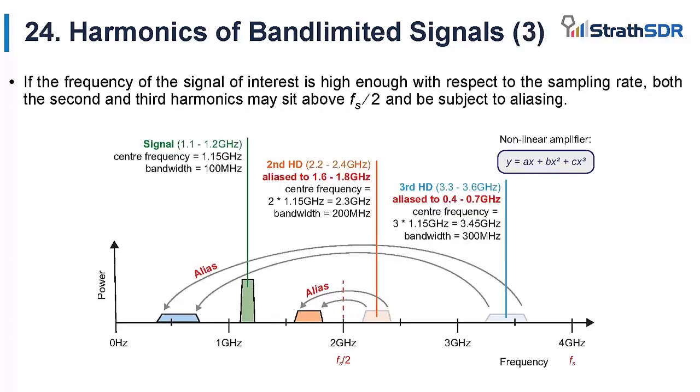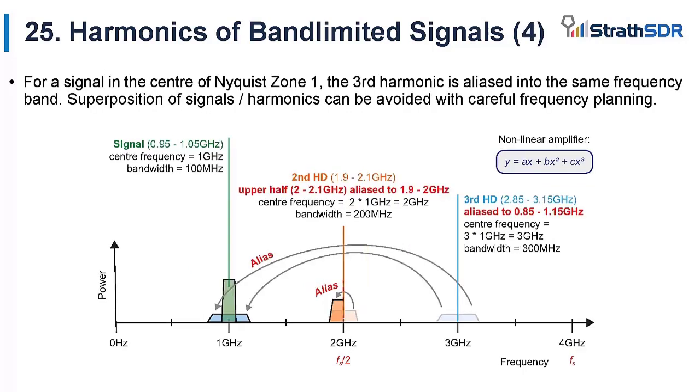Taking this example one step further, if the center frequency of the signal is even higher, then we might find that the second and third harmonics are both above Fs/2, and that both would alias back down into the region between 0 and half of the sampling frequency. In fact, depending on the values that we choose, we can end up with a situation where one or both of the harmonics are actually superimposed onto the signal. We see an example of that here.